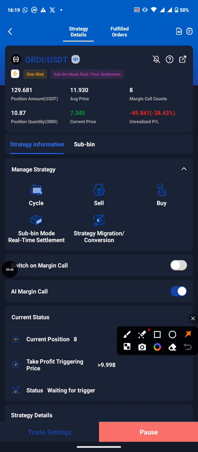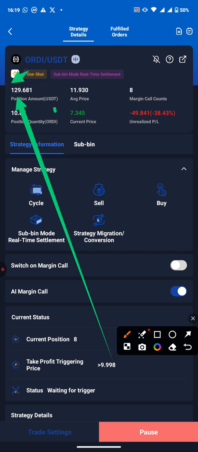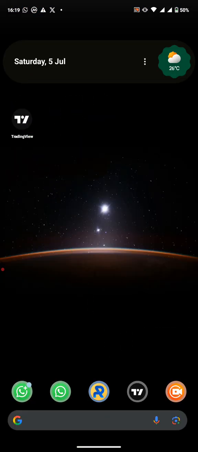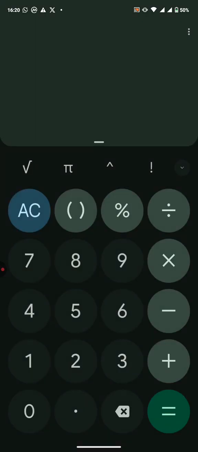So currently, this coin is holding 128 USDT, which is 130 if you round off. I want us to calculate how much we began with when we started trading this coin. Let us go to our calculator.